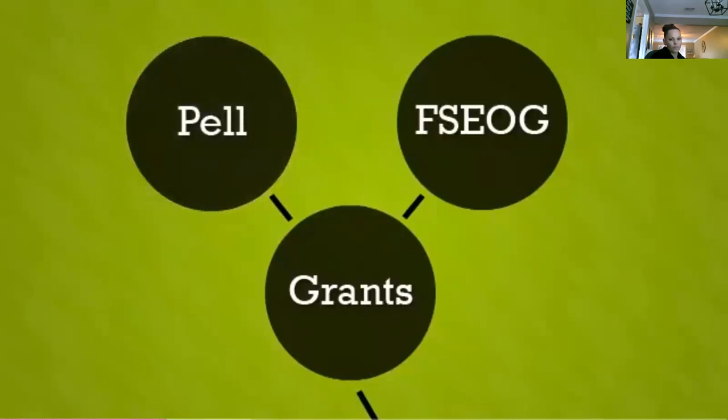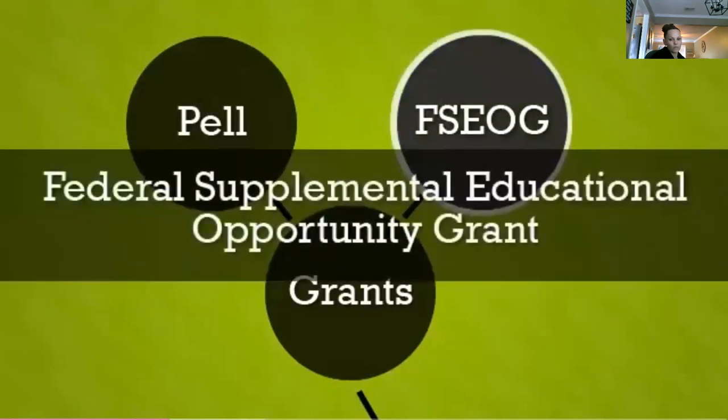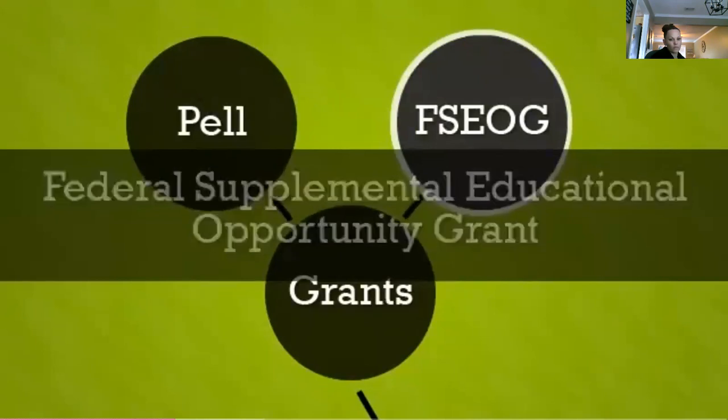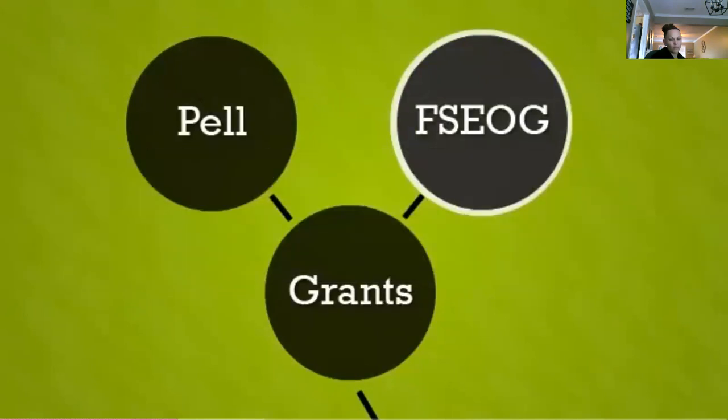Another type of federal grant is called the Federal Supplemental Educational Opportunity Grant. Whew, that's a mouthful. It's called the FSEOG for short, and it's an additional sum of money available only to those who have already qualified for the Pell Grant and demonstrate the most extreme financial need based on their EFC. Once again, the only way to apply for the FSEOG is to fill out the FAFSA.